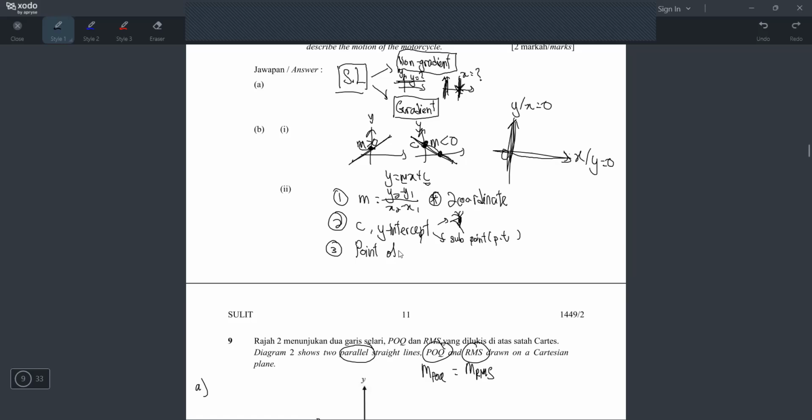But actually this one is not really mathematic. This one is already at maths. At maths only they will ask point of intersection. Point of intersection means what? If they give you two lines and then they want to find the point of intersection. Usually they like to ask this at maths, not maths. But I teach you also lah. Okay, point of intersection means you do simultaneous.